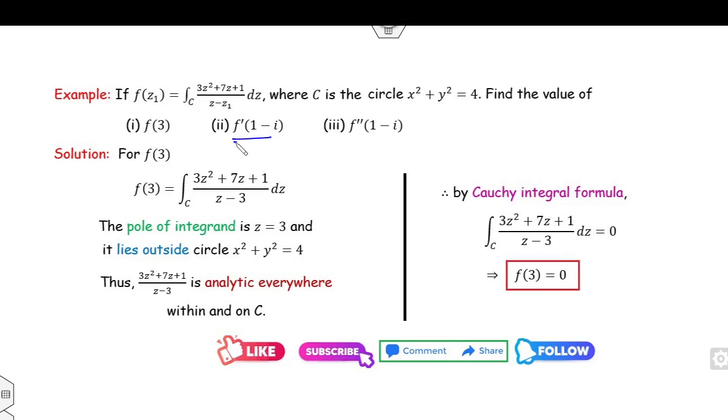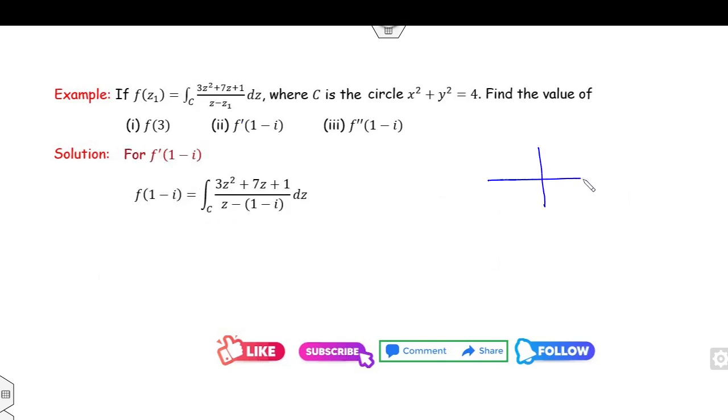Now, look at the second part. Your target is to find the first derivative and the second derivative. Again, for the second part, your circle is same, 2 and minus 2. Fine. And f of 1 minus iota is here. Can you find the pole? Pole will be z is equal to 1 minus iota. So where it lies, that means x will be 1, y will be minus 1, because this number is minus 2. So this lies inside the circle.